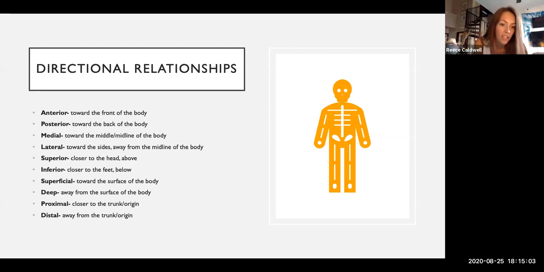And then proximal and distal. Proximal is closer to the trunk and distal is away from the trunk. You'll only hear these referred to when you're comparing 2 parts of the body. So like my bicep is proximal to my, let's see, let me think of an example that's really clear. My hand is distal to my shoulder or elbow.